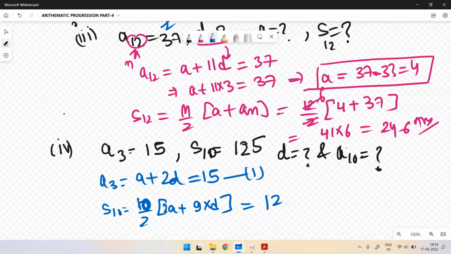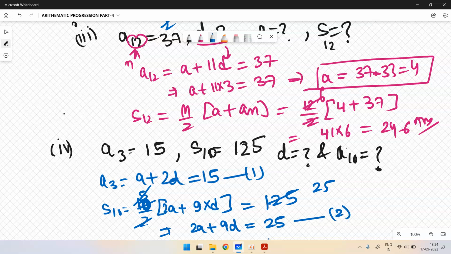Equals 125. Just 2 and 2, 2 5 10, 5 and this 5 to 10, 5 to 25 is 25. Implies that 2a plus 9d equals 25. This is your second equation.